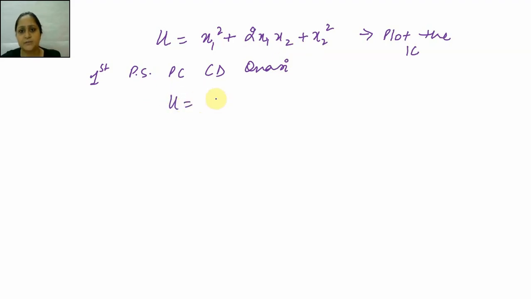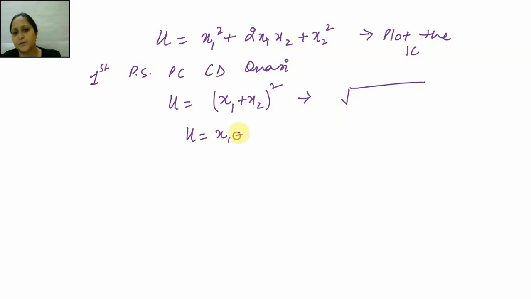I can actually get it to a simpler form. I can write it as x1 plus x2 the whole square. The advantage of writing it like this is that I can do a monotonic transformation by taking an under root. When I do an under root, the utility function that I get is x1 plus x2. Once I get this form, I know it's a perfect substitute, and I know how to plot the IC. I will not get into that. Fair? Makes sense? Let's do the next example.